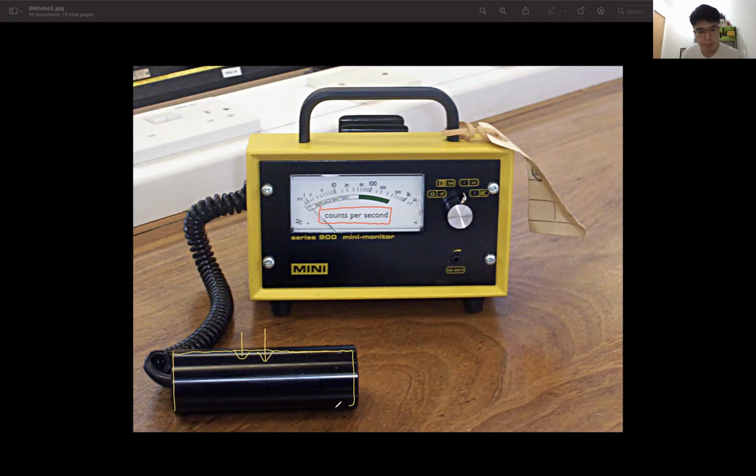What is inside the tube is the electrode and the mica window, all that, right? So where's the mica window? Over here, this one. So you point this one to the source that you want to detect. Then the rate meter counts the emission per second.